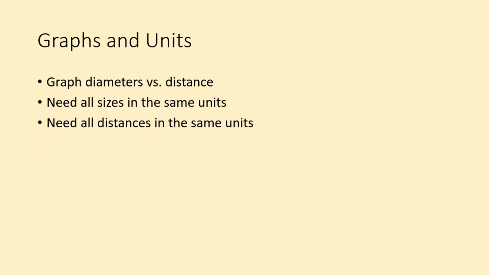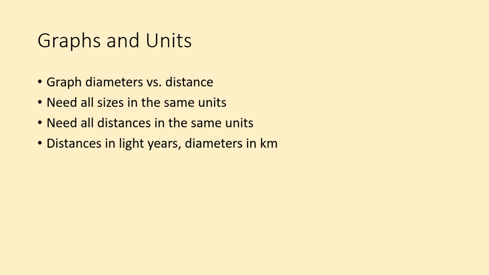We won't know where to plot things if we have some objects with distances in AU and others with distances in thousands of light years. So we're going to have to make sure that all of the distances are given in light years and all of the diameters are given in kilometers.